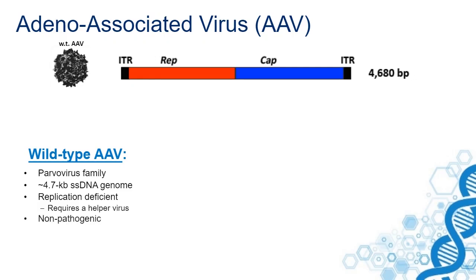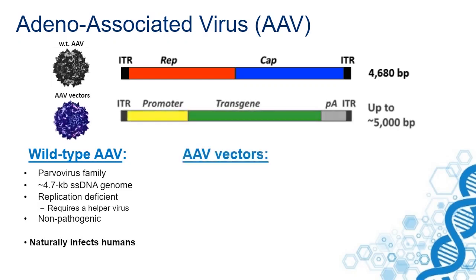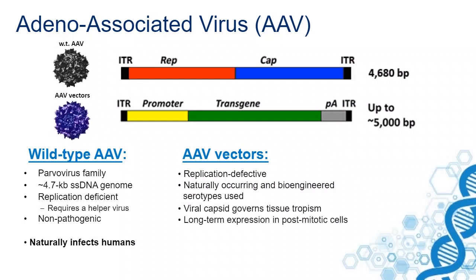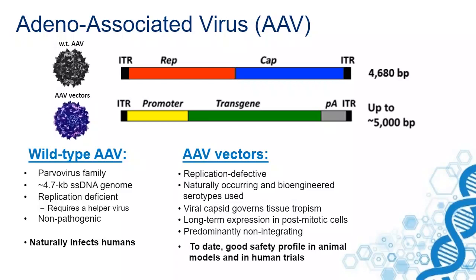It is non-pathogenic and it naturally infects humans. AAV vectors are replication defective. As we'll see on a subsequent slide, there are both naturally occurring and bioengineered vectors. The viral capsid governs where the vector goes, the tissue tropism. It's been documented to have long-term expression in postmitotic cells, and it's predominantly non-integrating, which is very important to date. It has a good safety profile in animal models and in human trials.